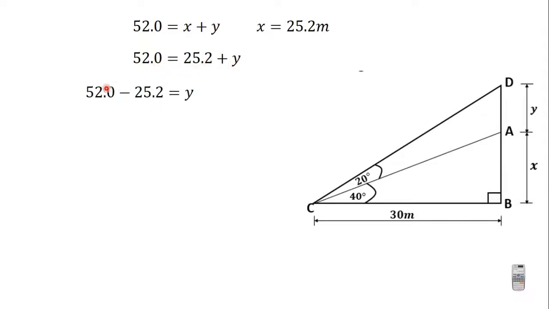If you make y the subject, you have 52.0 minus 25.2 is equal to y. And this will give us 26.8 meters. So you see that you have been able to find x to be 25.2 meters and y to be 26.8 meters. So using the trigonometric ratios, we have been able to find x to be 25.2 meters and y to be 26.8 meters. We've answered the first part of our question. It said we should find x and y, and we have done that.